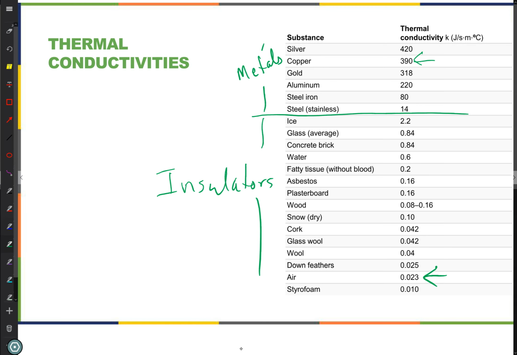So if you look at these things down at the bottom of the list, styrofoam, that's polystyrene that has a bunch of air blown in it, and the air is all trapped, and that's what's giving you your insulation. Down feathers, you're trapping air bubbles in the feathers. Wool, you're trapping air bubbles in the wool. Glass wool, well, unsurprisingly. Snow, all of these, you're trapping air. It's the air that's really the good insulator there.